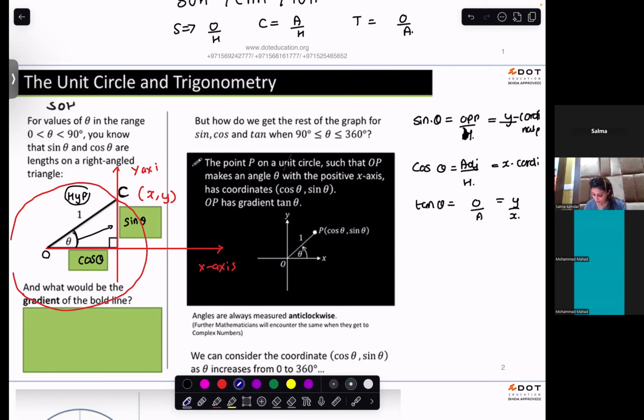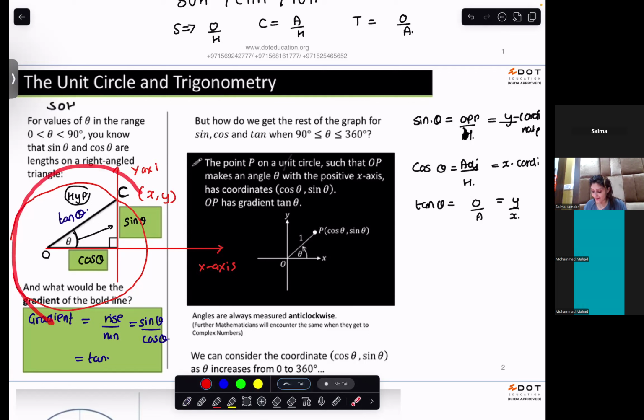So the gradient would be rise divided by the run. The rise is sine theta, the run is the cos theta, and sine theta over cos theta is tan theta. So the gradient is tan theta. Tan theta basically talks about the gradient. I hope you know what I mean.